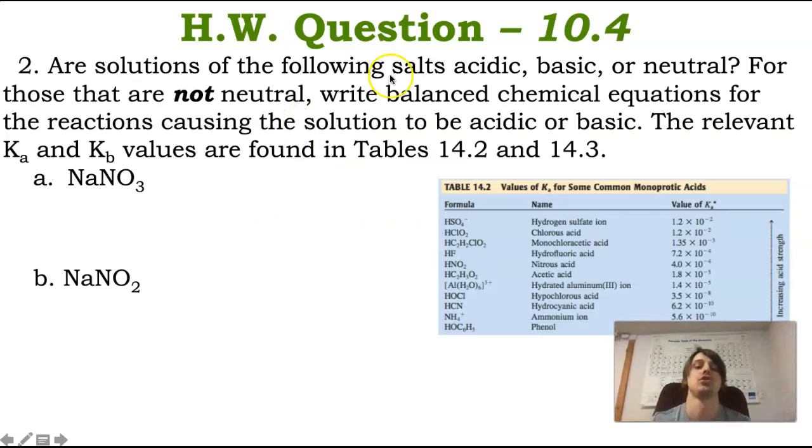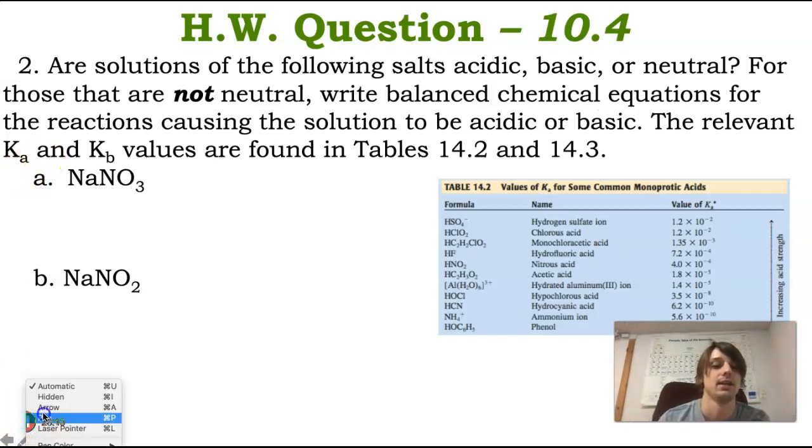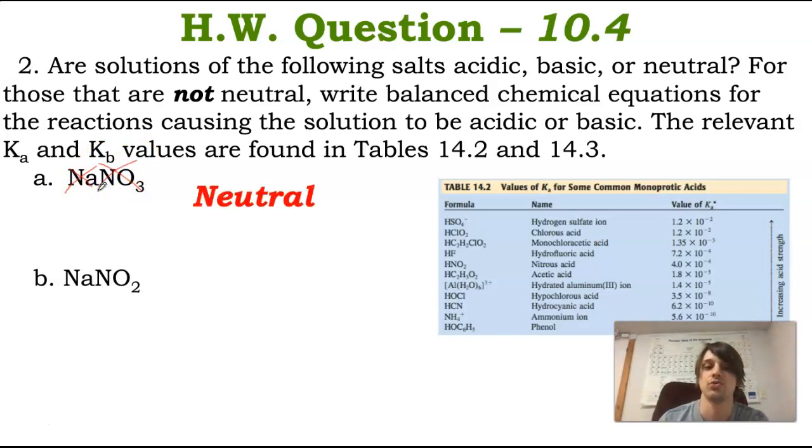10.4, number 2. Are these solutions acidic, basic, or neutral? If they are not neutral, please write the balanced chemical equation showing the reaction that makes it acidic or basic. Okay? Ka and Kb values are found in the table. For these two problems, I only need that first table, so I only have that. All right, so NaNO3, let's start with that. Na, it's part of a strong base. Doesn't matter. NO3, part of a strong acid. Doesn't matter. If they both don't matter, neutral.